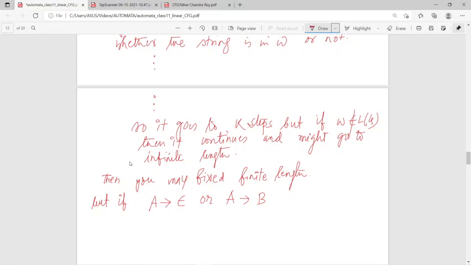Or otherwise, this A is also a non-terminal, this B is also a non-terminal. That means you are replacing one non-terminal with another. If within 1 to 15 you replace A with B 100 times, then of course the string length will not increase. That is also creating a problem. If your production rules contain this type of production, this is called unit production. This type of production rule is known as unit production.